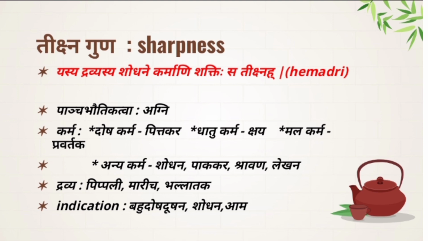Dosha karma is Pitta Kara. Dhatu karma is Dhatu Kshaya Kara. Mala karma is Mala Pravartaka. And Anya karma: Shodhana, Pakakara, Shravana and Lekhana. The dravyas are like Pippali, Maricha, Bhallataka and so on.